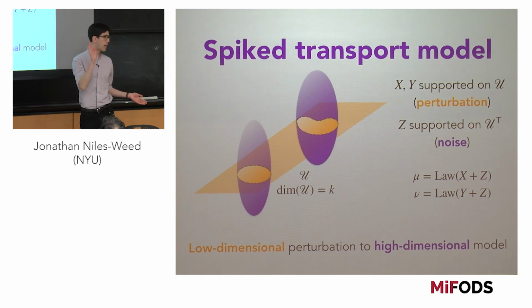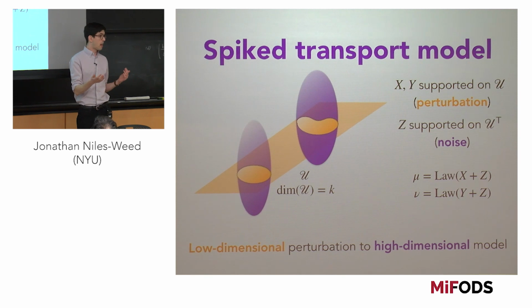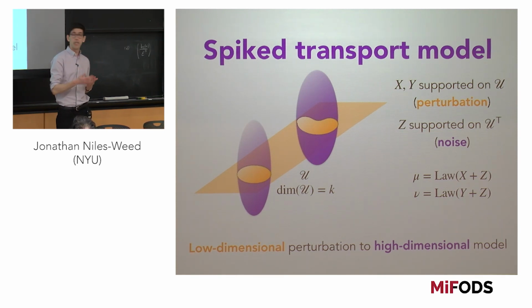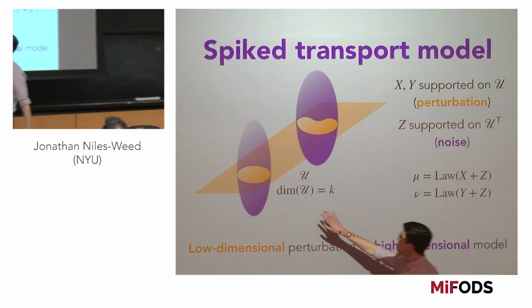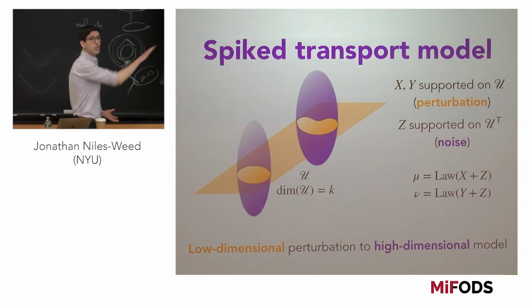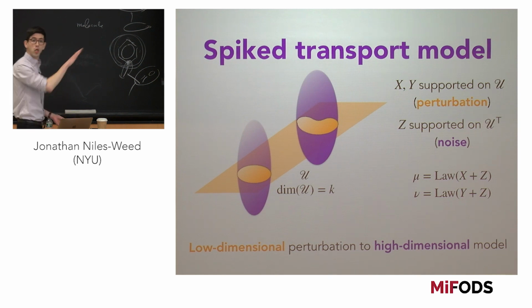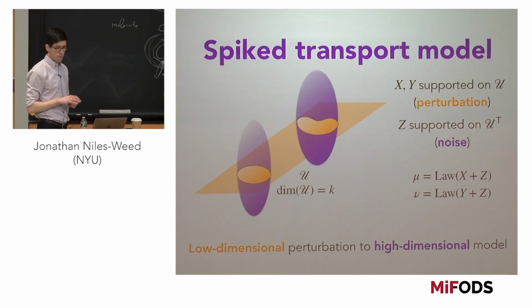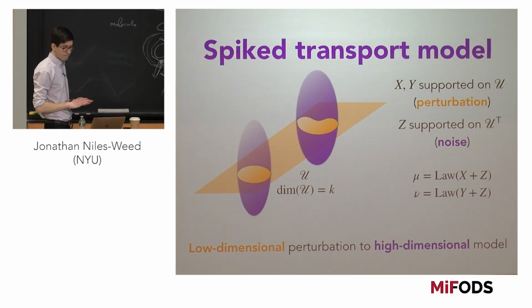These are the ones that I don't touch and I haven't done anything with. X and y are allowed to have any relationship that I like, but they're supported on a low dimensional slice. So informally, this is the picture. I have high dimensional distributions. These are purple, but the relationship between them is low dimensional. I've perturbed them along some low dimensional direction.